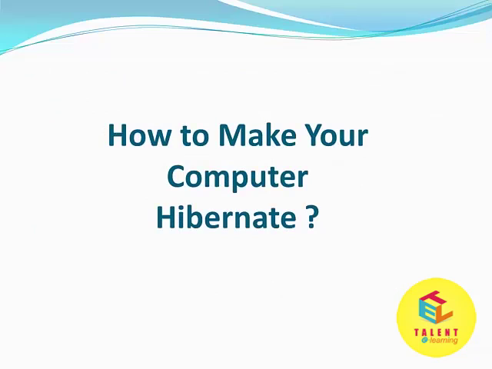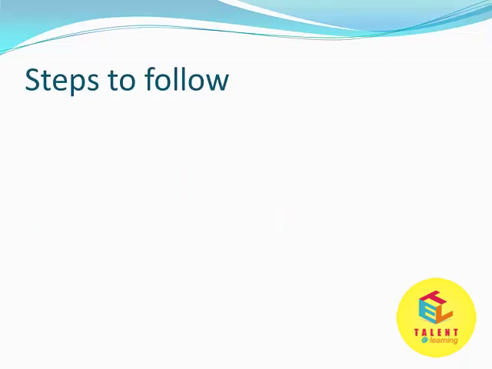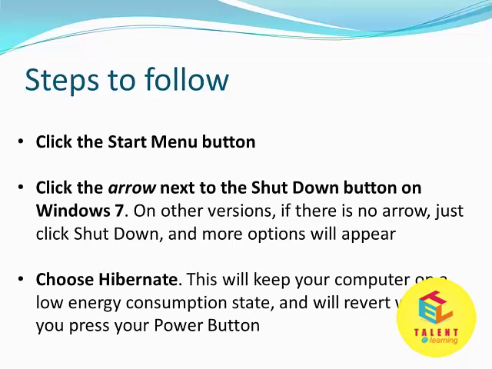How to make your computer hibernate. Steps to follow. Click on the Start menu. Click on the arrow next to Shutdown on Windows 7. On other versions, if there is no arrow, just click on Shutdown and more options will appear.